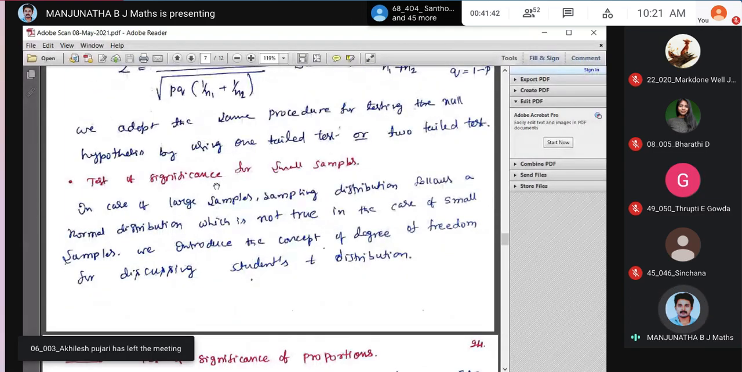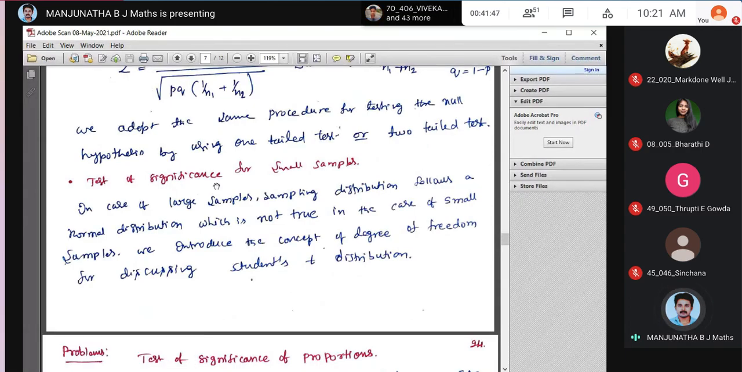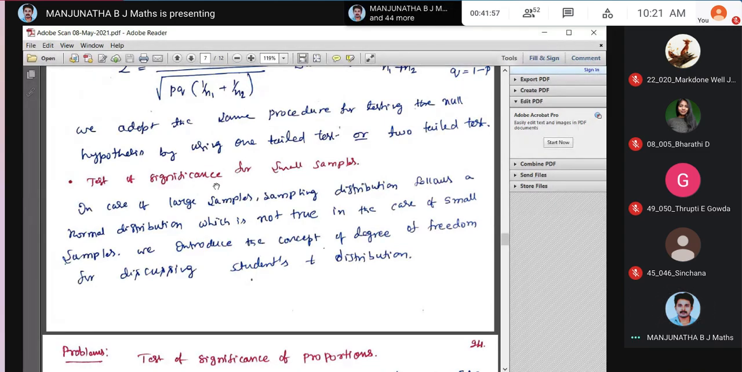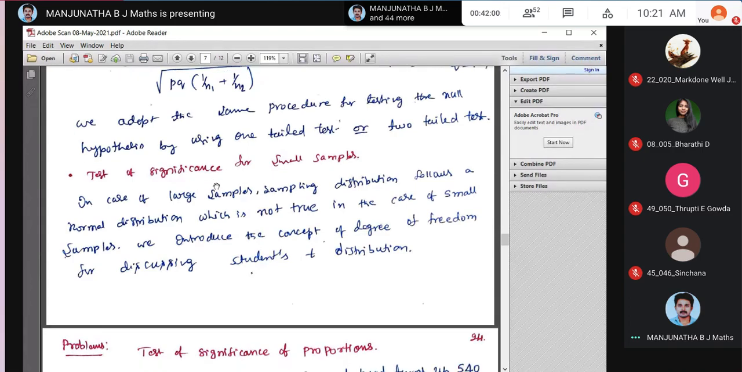Next, test of significance for small samples. Small samples are those that do not follow the normal probability distribution. So we go to two individual tests: one is the student's t distribution, and one is the chi-square test. In case of large samples, the sampling distribution follows a normal distribution, which is not true in case of small samples. So we introduce the concept of degree of freedom. The degree of freedom at 5% level, we give the value.